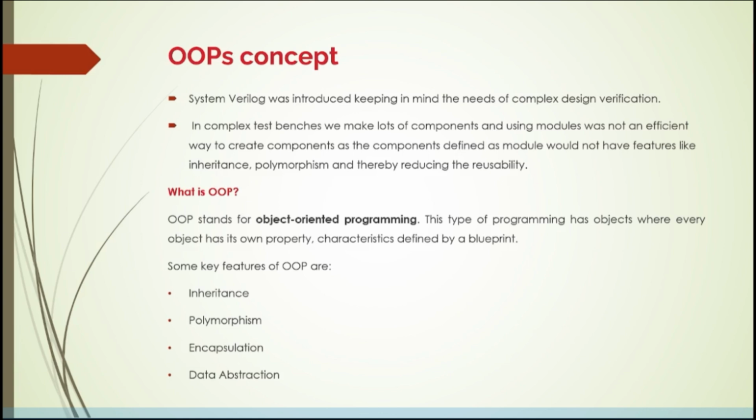Similarly, the base class is one, but it has different forms in different child classes. That is polymorphism. That means the one base class is having many forms, right? That is polymorphism.